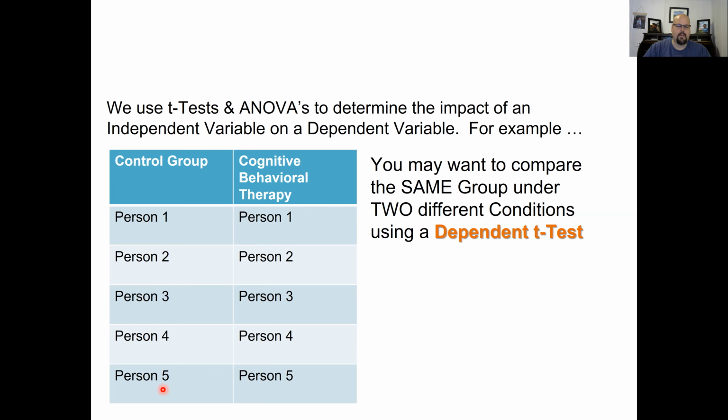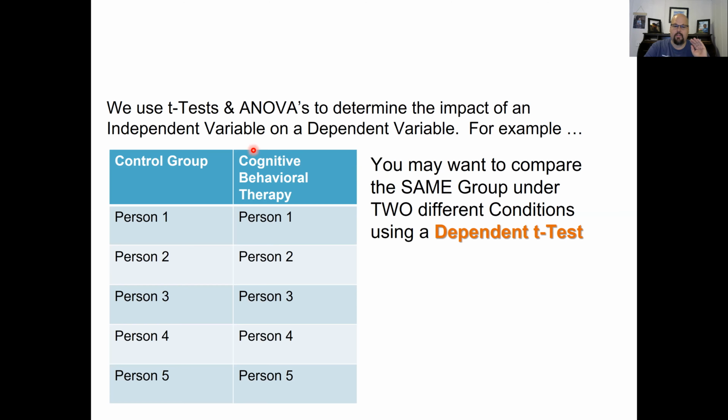and then you assess them again at the end, and you see if there's a difference in the change in that individual pre and post. So those are t-tests, right? You're just comparing one independent variable, type of therapy, and two different levels of that independent variable. So two levels of that independent variable.